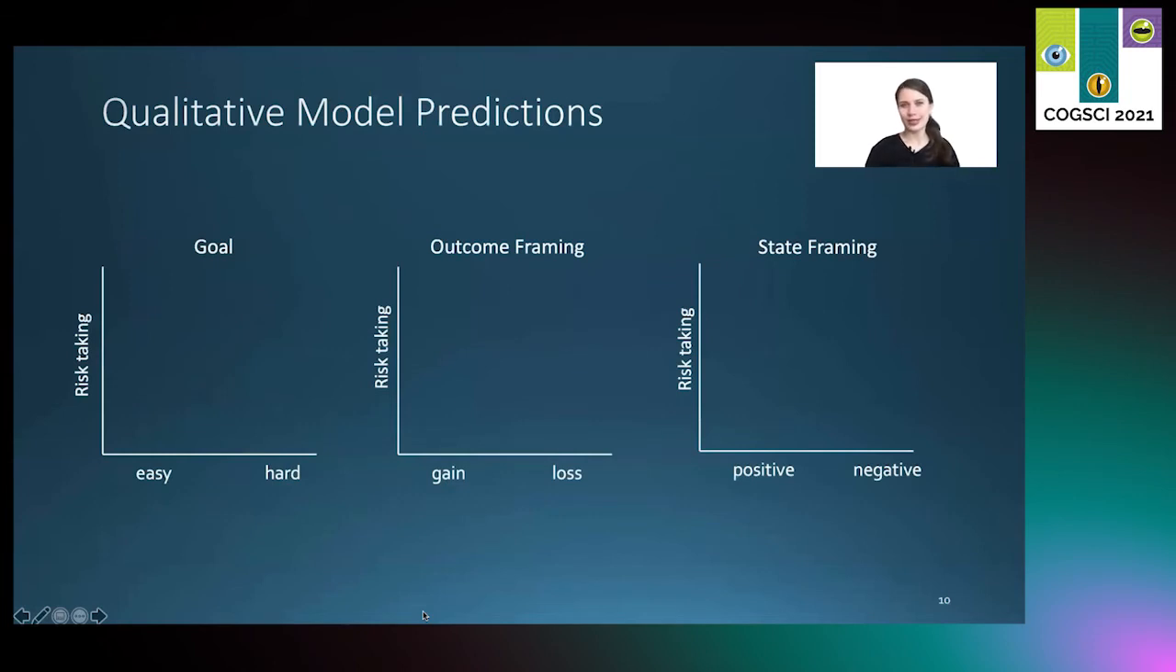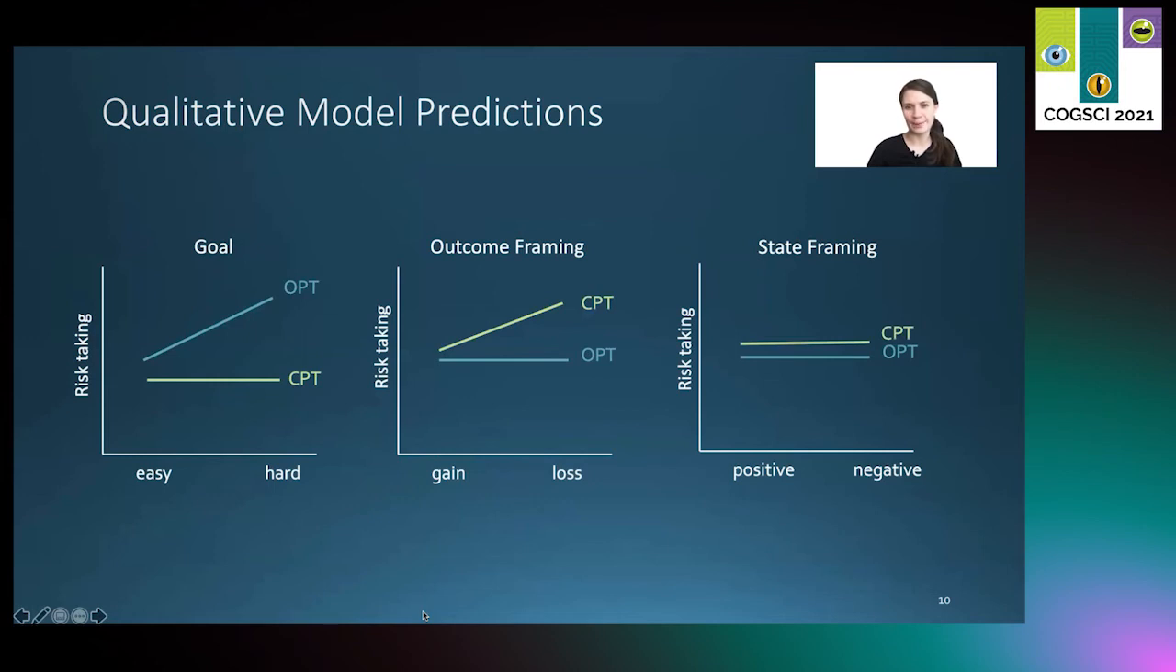Here, I will illustrate the qualitative model predictions briefly. First, the predictions of the optimal model, which only cares about the chance to reach the goal. The optimal model predicts more risk-taking for harder goals. It predicts no effect of the outcome framing on risk-taking, and it predicts no effect of the state framing on risk-taking. And then the predictions of cumulative prospect theory with certain parameter values. Cumulative prospect theory predicts no effect of the goal on risk-taking. It predicts more risk-taking for losses than for gains, and it predicts no effect of the state framing on risk-taking.